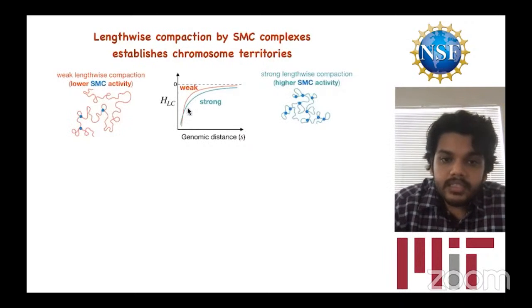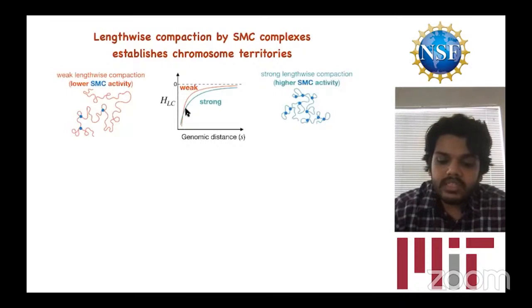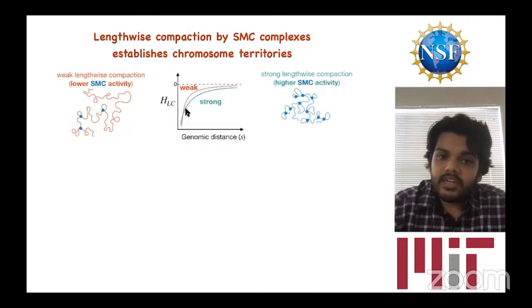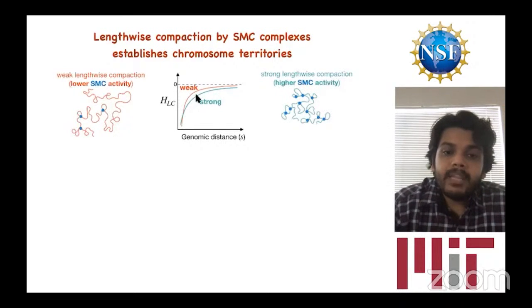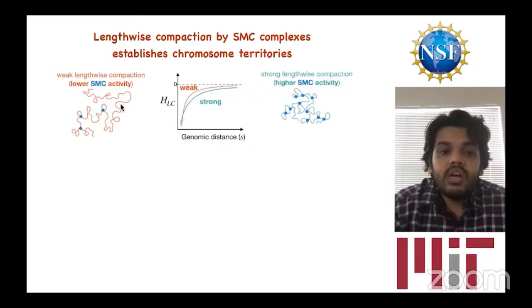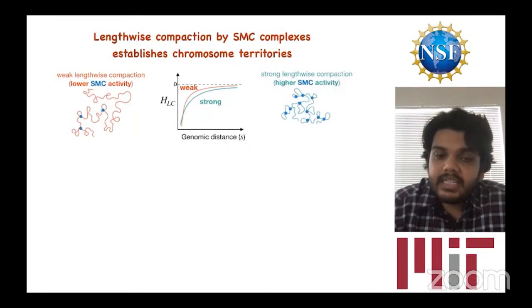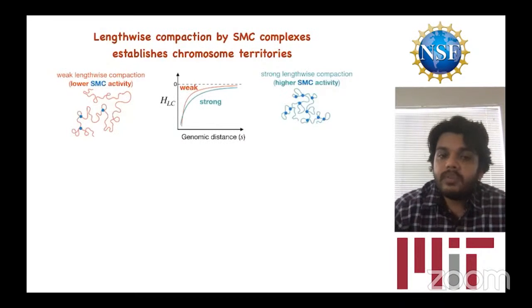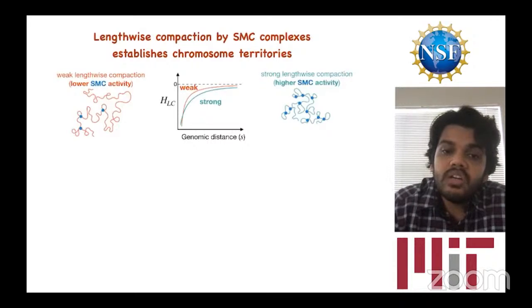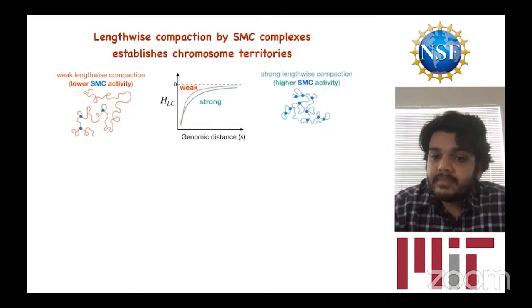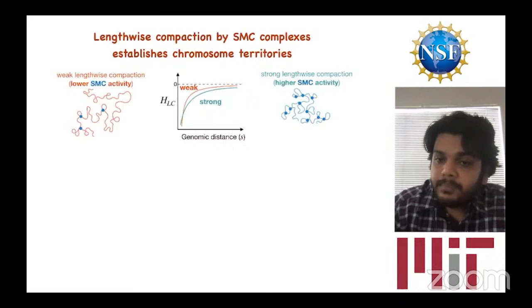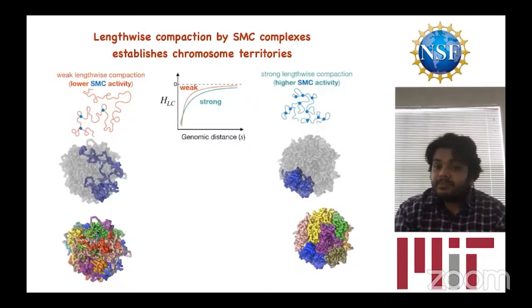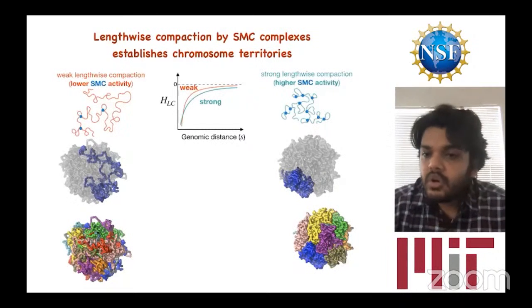As a result, the interaction strength is higher whenever two genomic elements that are close by come in contact than those which are farther out. The weak and the strong translate to a lower SMC activity versus a higher SMC activity, meaning that for weak compaction, you can only form very small loops that are sparse, whereas for strong lengthwise compaction, which corresponds to higher SMC activity, you can form larger loops and compact the chromosome to a higher degree. So these are some representative snapshots of our simulations corresponding to weak and strong lengthwise compaction.